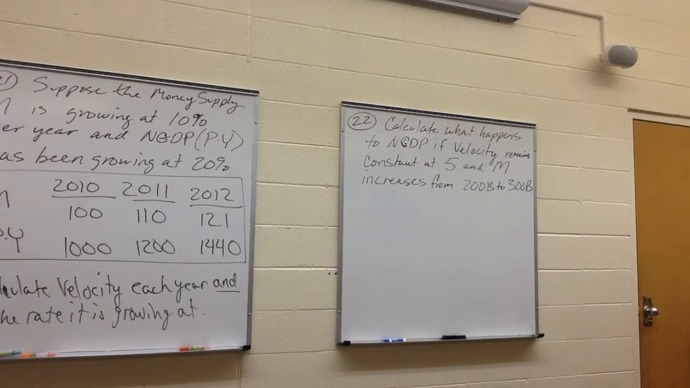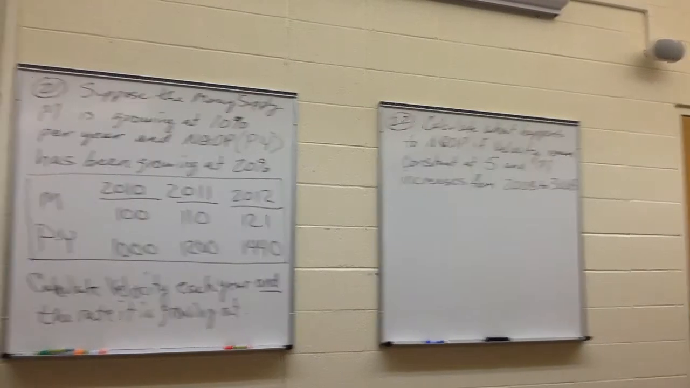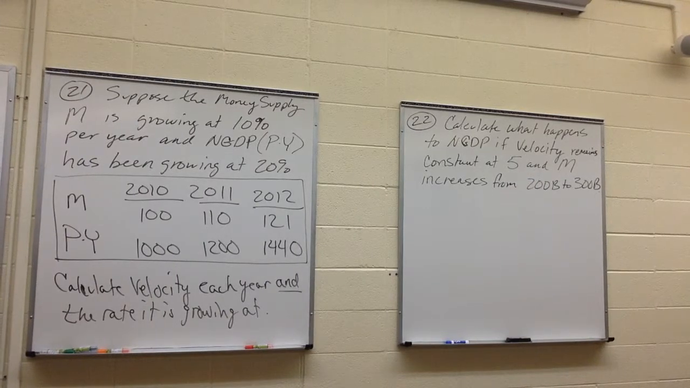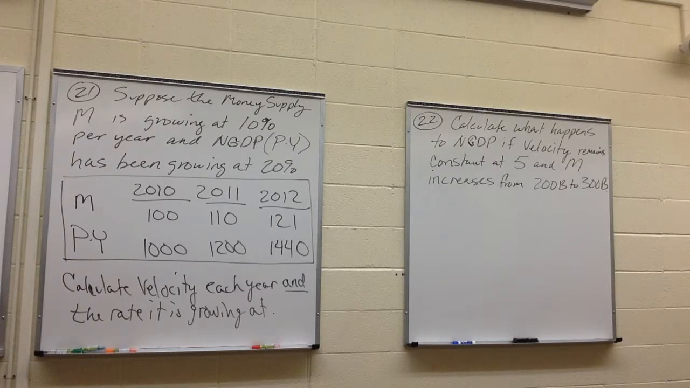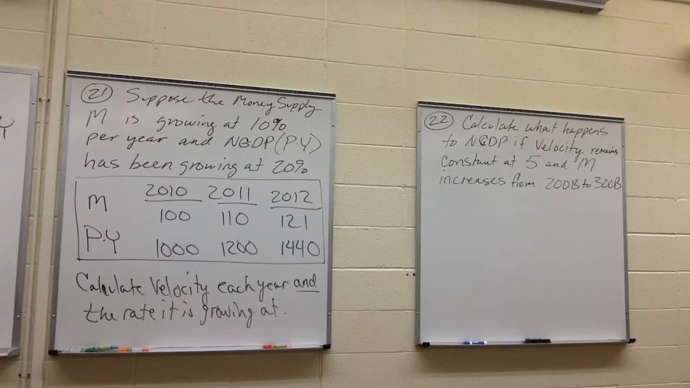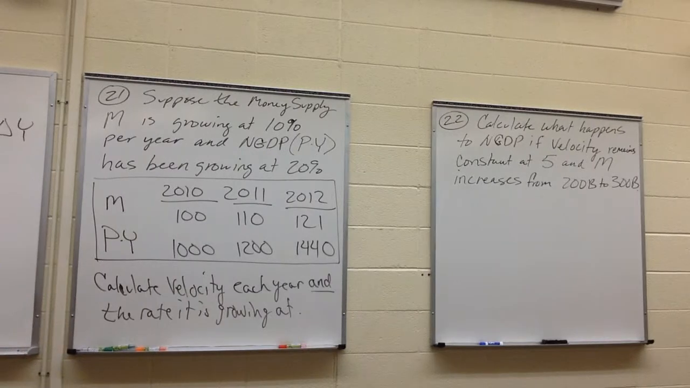So you just want to substitute this V for 5? Yep. So then do the same thing. I'm using the equation of exchange, so we're solving for the thing on the right-hand side, right? So money is 200. Velocity is 5. 200 times 5 is 1,000. So that's nominal GDP. Next year it climbs to 300. 300 times 5 is 1,500. So it climbed from 1,000 to 1,500. And that'll be a 50% increase.